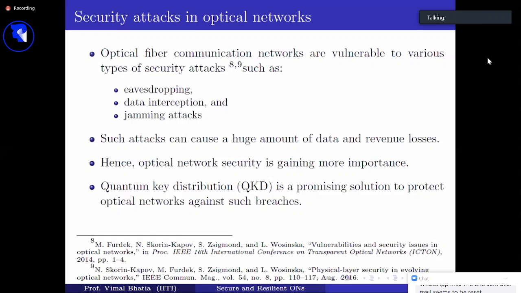Now we are seeing more security breaches in optical fiber communications, where quantum key distribution has emerged as a promising solution to protect these. And remember, in the case of blockchain, we need to secure these hashes so they cannot be quickly decoded in real time.